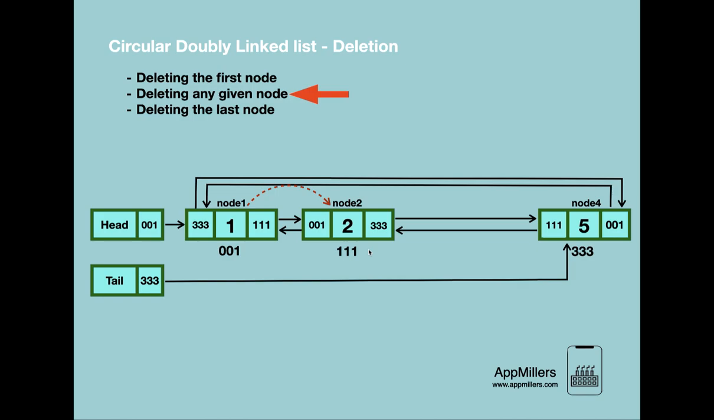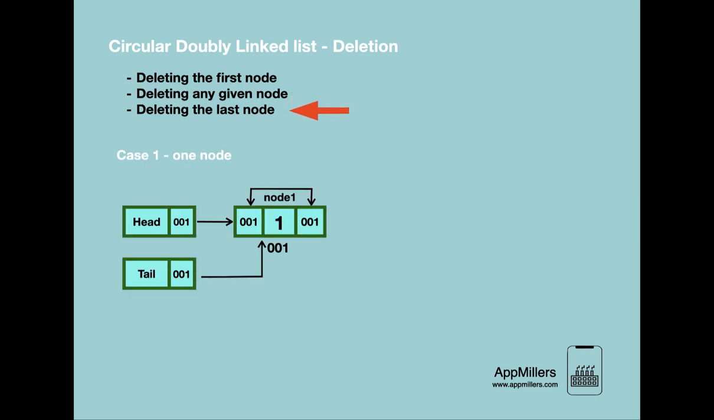Now the last case is we are deleting the last node from a circular double linked list. So here again, we have two cases. The first case is we have only one node in our circular double linked list. So this is the same as when we delete the first node.